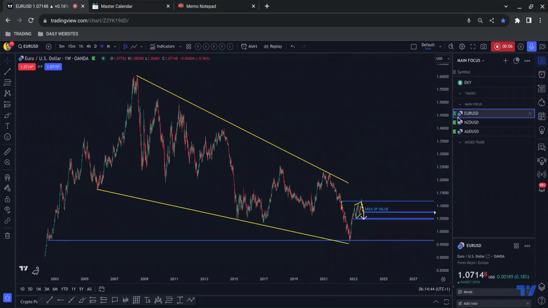I have the same three pairs on watch today. Those are Euro dollar, Kiwi dollar, and Aussie dollar. Sometimes in this game we have to wait for our entries to shape up, and sometimes we wait ages and they don't shape up at all. And that's where patience comes in. I will touch on that more as we drill down into this video.